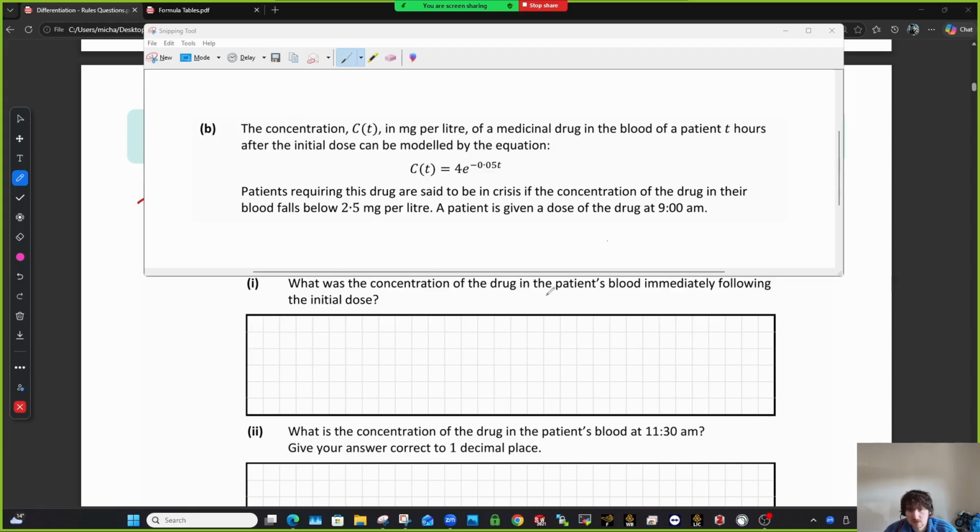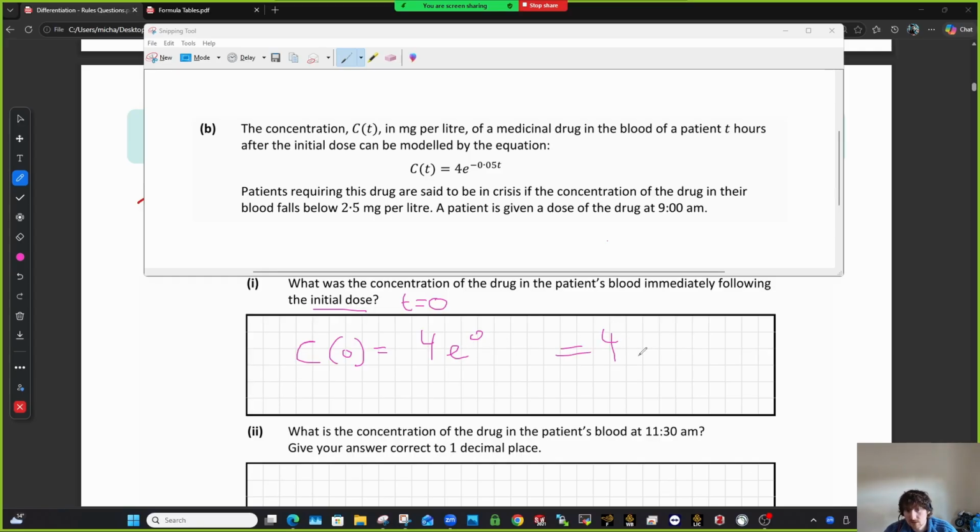It asks what was the concentration of the drug in the patient's blood immediately following the initial dose. So as we can see, this models the concentration in milligrams per liter in the person's blood after a certain time t. So if you want to get the initial dose, t equals 0. Okay, there's a great amount of repetition in these kind of questions. So you could call it C of 0 here. And then you go 4e to the 0. E to the power of 0, everyone should know, anything to the power of 0 is 1, so then that just works out as 4.